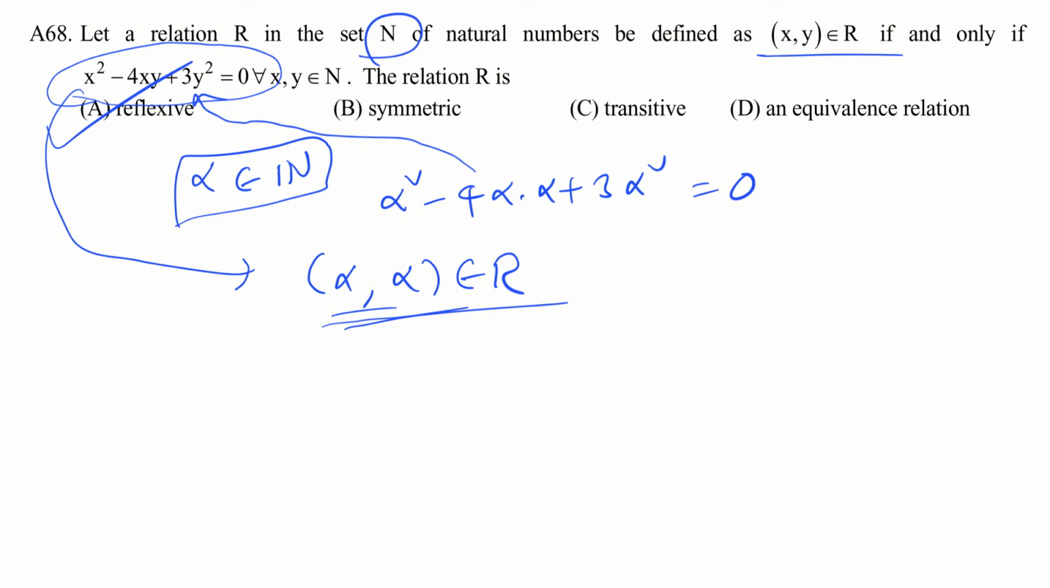It can be easily proved that it is not symmetric and transitive, and once one of these three fails, it can't be an equivalence relation either. But as it is a single answer question and as we have proved it is reflexive, it is enough.